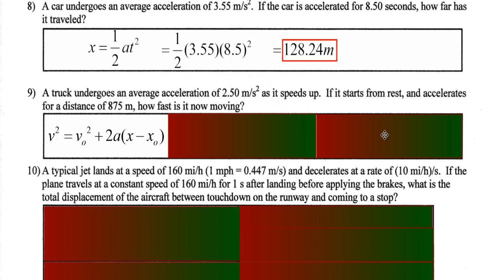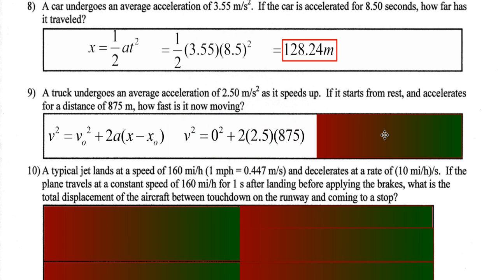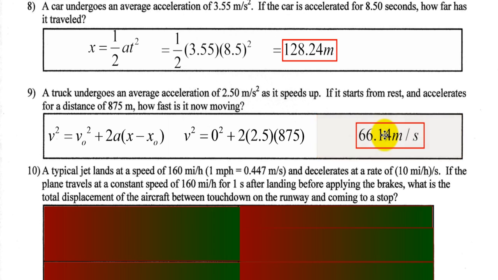Anyways, so looking at the equation that we were talking about, now you're just plugging in your numbers. Remember, you can say that you started at the origin, so your final position was 875, so 875 minus 0 is your change in position. Don't forget to take the square root of your 2 times 2.5 times 875, and when you take the square root of that, it gets you your answer. So the truck was going 66.14 meters per second after it went 875 meters.